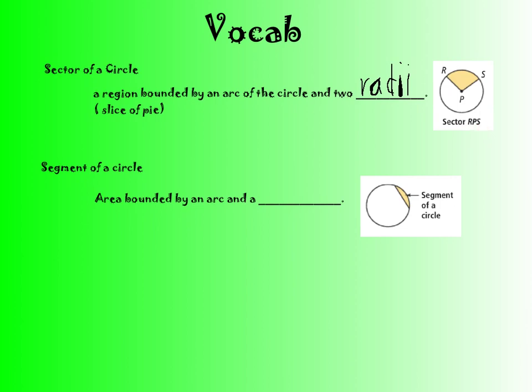Now a segment of a circle is the area bounded by an arc and a segment. Now the segment is going to join the endpoints of the arc. Here's our segment of a circle.